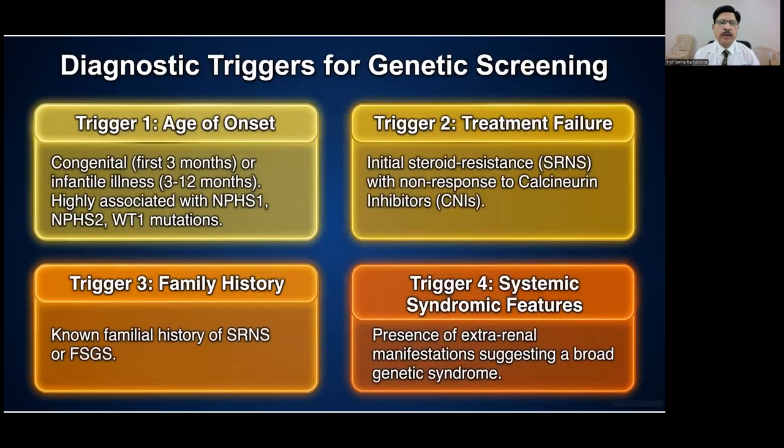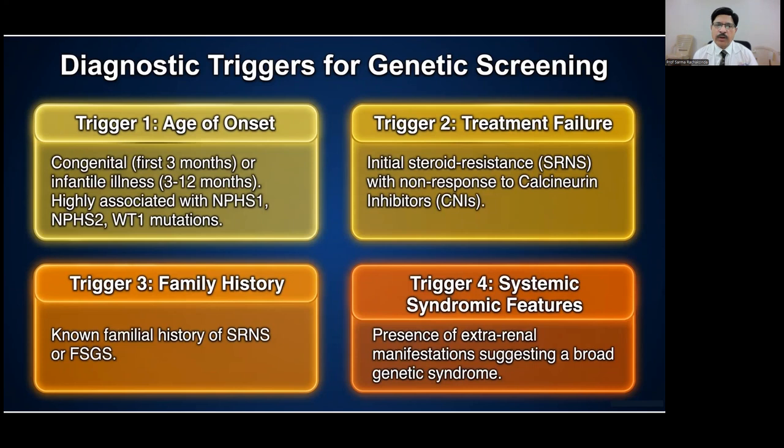Now, you see here, trigger one, age of onset: congenital. How do I identify diagnostic triggers? First trigger, what is the age of onset? Congenital, first 3 months, or infantile illness. And then highly associated with NPHS1, NPHS2, or WT1. Understandable. Trigger 2, initial steroid responsiveness: SRNS, steroid-resistant nephrotic syndrome, non-responsive to calcineurin inhibitors, CNIs, we will see that. And trigger 3, family history: known family history of SRNS or FSGS. Trigger 4, systemic syndrome features: presence of extrarenal manifestations suggesting a broad genetic syndrome.